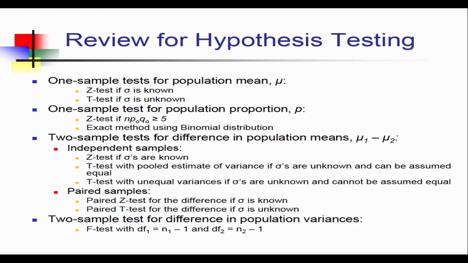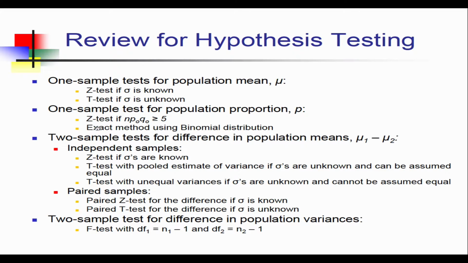Okay? And then for the one sample test for population proportion, we just talked about that. It depends on this quantity, N times P0 times Q0. If this number is bigger than 5, we can use the central limit theorem to get the approximated normal distribution, and we can use the z-test. Otherwise, we need to use the exact method, calculating the exact p-value using the binomial distribution.